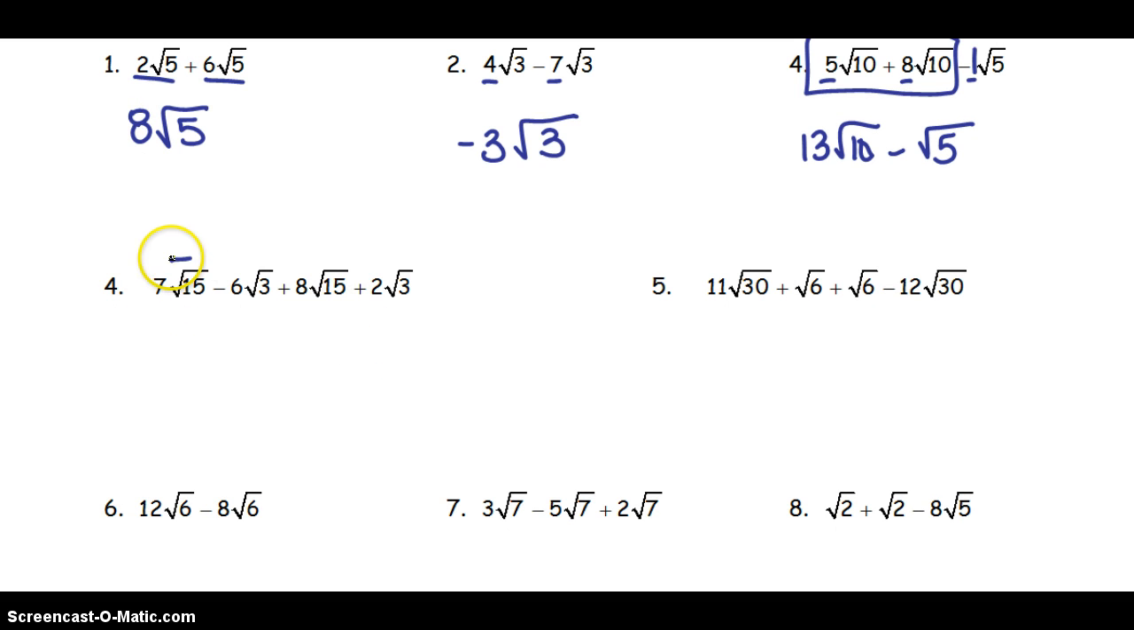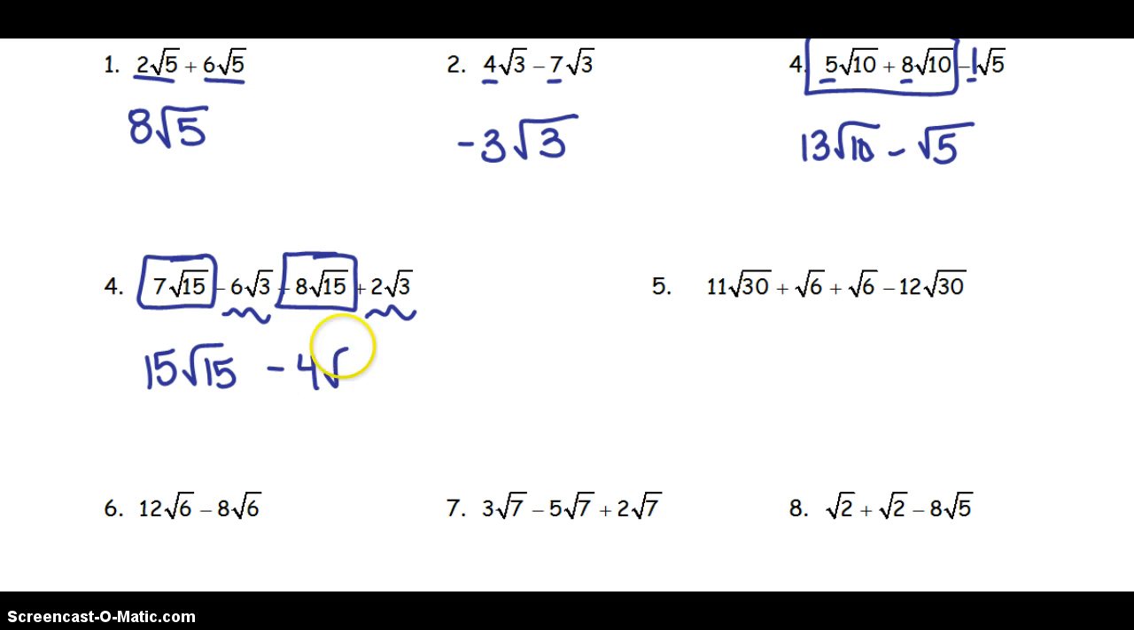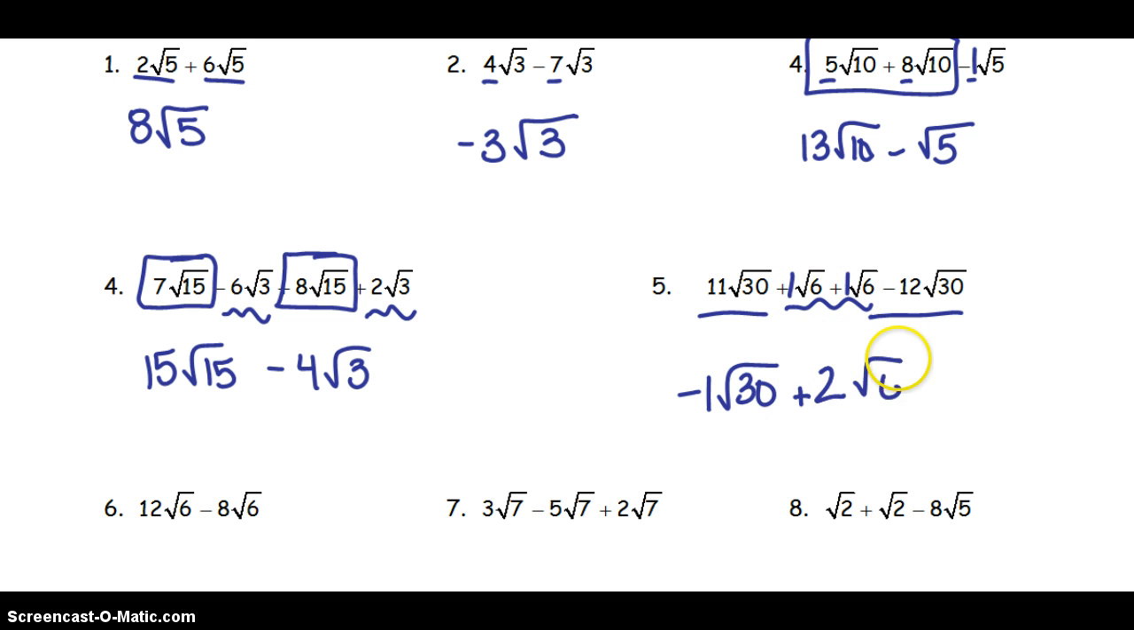This one, if you notice, we have a 7 root 15 and an 8 root 15. So those can be combined to be 15 root 15. And then we have a negative 6 root 3 and a positive 2 root 3. Negative 6 and positive 2 is negative 4 root 3. This one, number 5, we have 11 root 30 and a minus 12 root 30. 11 minus 12 is negative 1 root 30. The root 6 plus root 6, there's technically a 1 in front of each. That makes it 2 root 6.